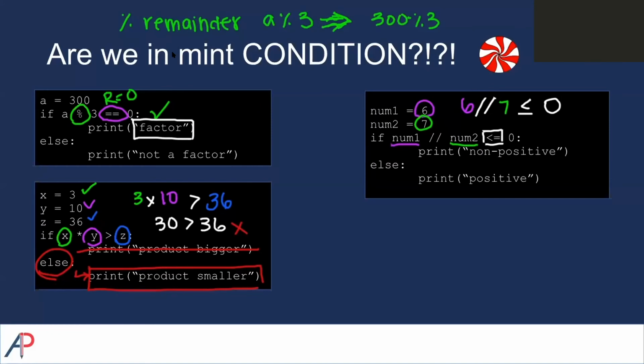6 floor division 7. So normally 6 divided by 7, you would get like 0 point something. But regardless, because this is floor division, you always round down, and that's why we get 0 is less than or equal to 0. So 0 is less than or equal to 0 is true. 0 is equal to 0, so it will print out non-positive. And then it ignores the else statement because the else is where you go to if the original condition is false. But this condition is true, so we just move on.